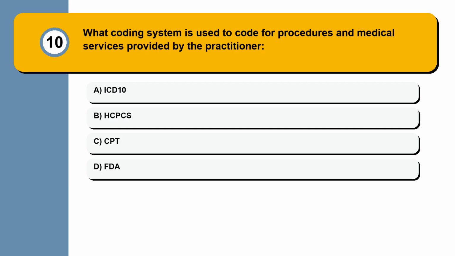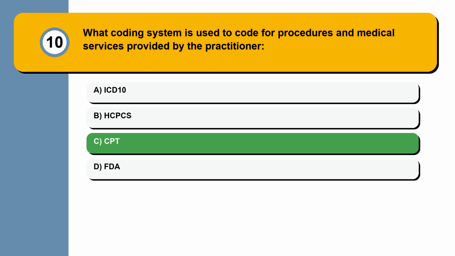Question 10. What coding system is used to code for procedures and medical services provided by the practitioner? Here are your options. Option A, ICD-10. Option B, HCPCS. Option C, CPT. Option D, FDA. The correct answer is option C.